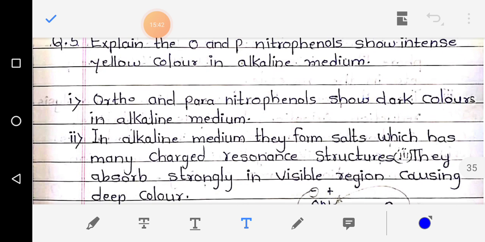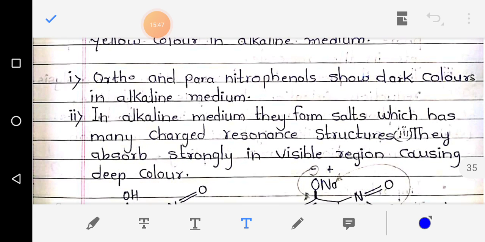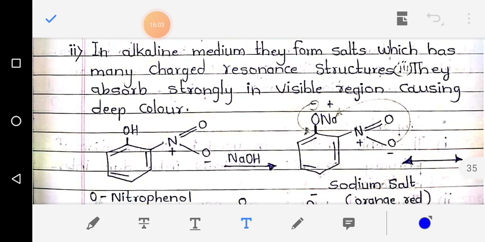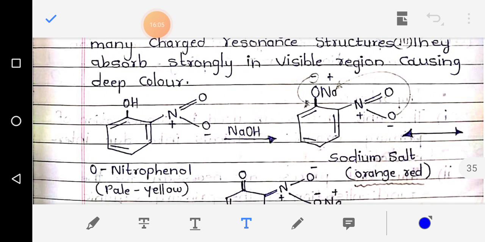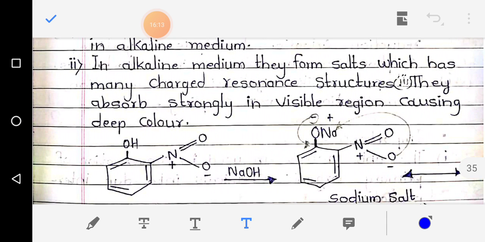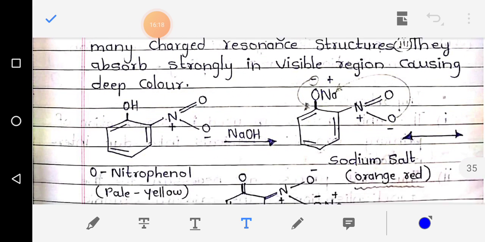Next, ortho and para nitrophenols show intense color in alkaline medium. The reason is that the alkaline medium, sodium hydroxide, has Na plus positively charged metal ions, and OH minus ions are basic in nature, so it is a strong base. It abstracts the proton from the phenol and forms the sodium salt of that particular phenol. That sodium salt has many charge resonance structures, and they absorb strongly in the visible region, causing deep colors.